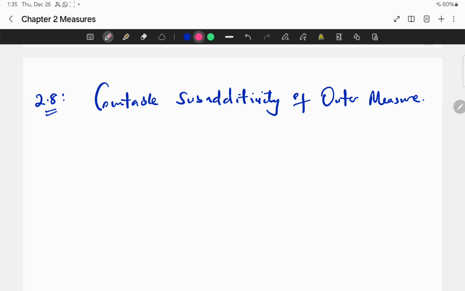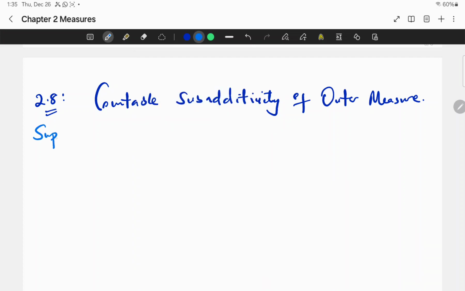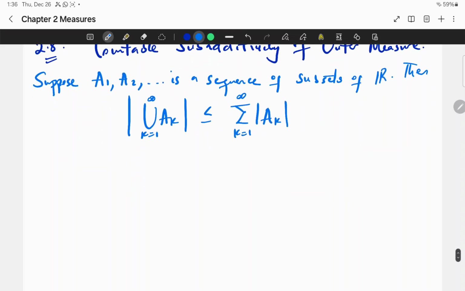Okay, suppose A1, A2, dot dot dot is a sequence of subsets of R. Then we have this theorem: the outer measure of the union of A_k, k equals 1 to infinity, is less than or equal to the sum of the outer measures of the individual A_k. So let's check the proof.